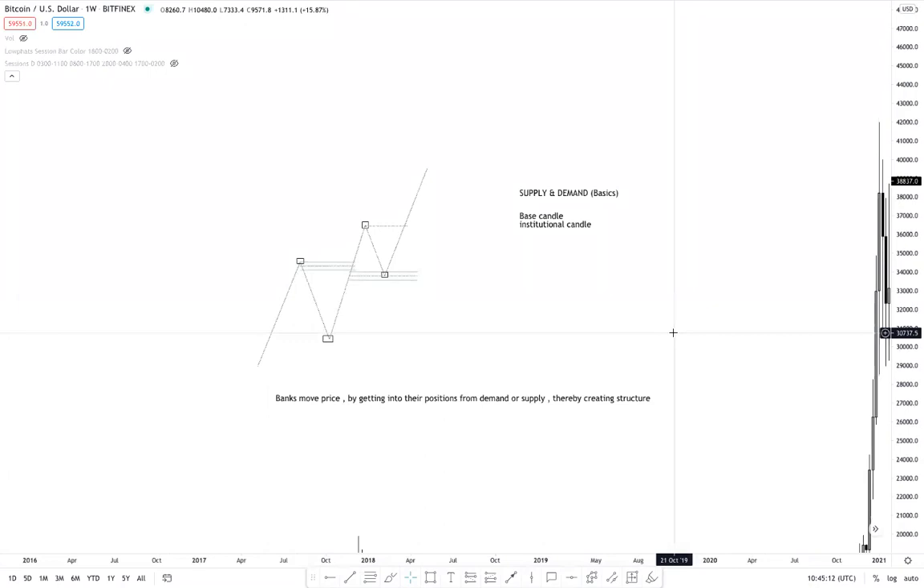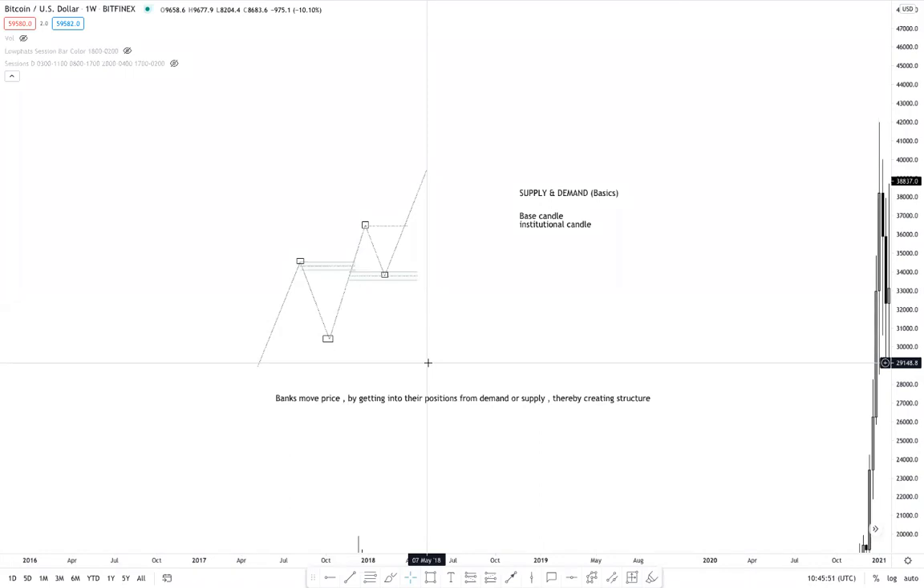So, the way I trade, I'll just quickly talk about how I trade. I use supply and demand. Supply and demand is the foundation of my analysis. Then I also pay attention to structure and order flow. What I mean by order flow, because everyone knows structure, is your higher highs and lower lows. Order flow is basically me seeing the banks get into their positions.